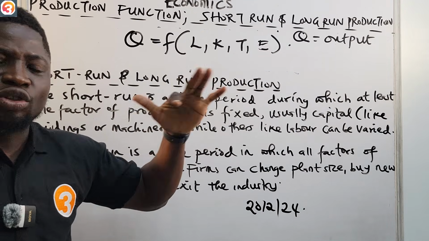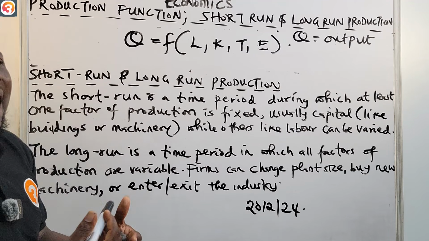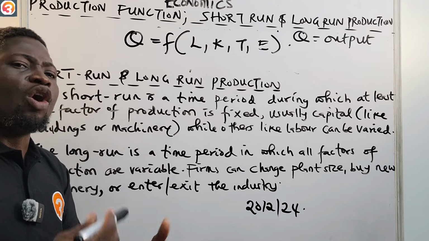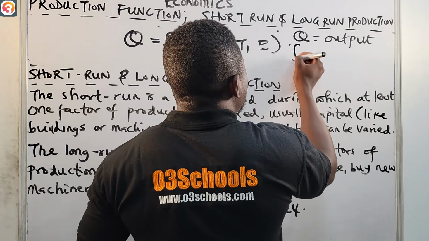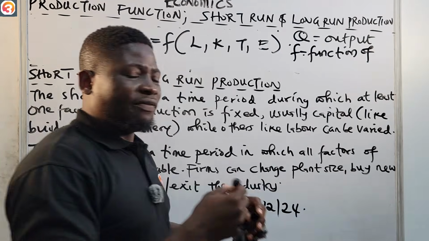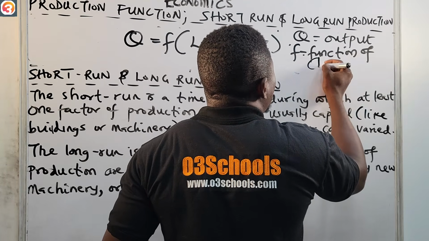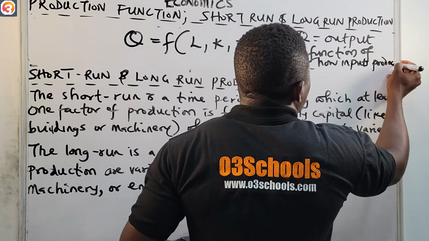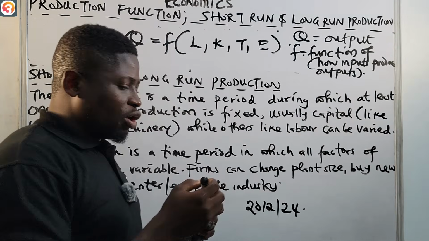They signify the factors of production. So F is a function of; it shows us how our inputs produce output. Whenever I say function of in mathematics, it means here how inputs produce outputs. That's what function of means there.